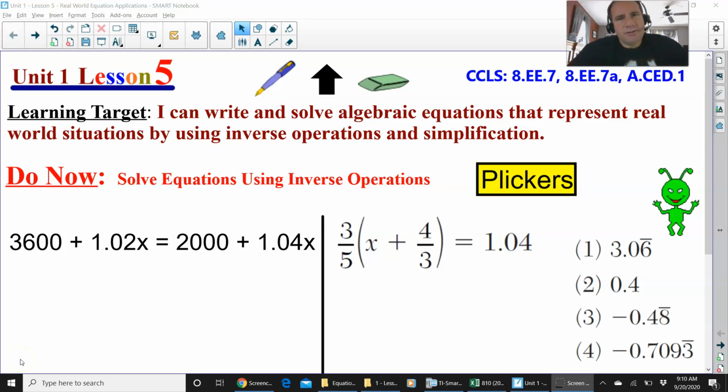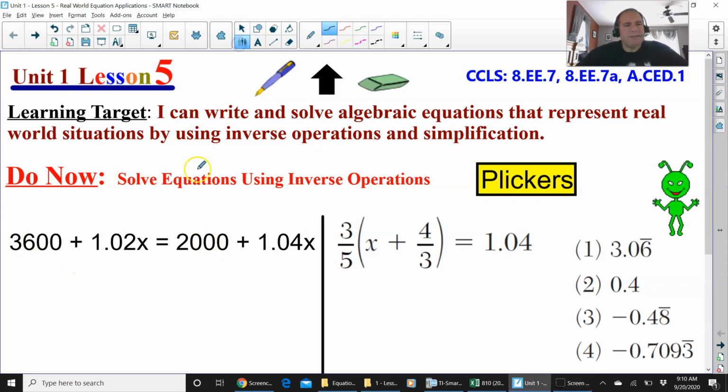Hi everybody, this is Unit 1, Lesson 5. Learning Target: I can write and solve algebraic equations that represent real-world situations by using inverse operations and simplification. So we are going to solve a lot of equations in this lesson. To do now is to solve these equations using inverse operations. We'll take this one together.